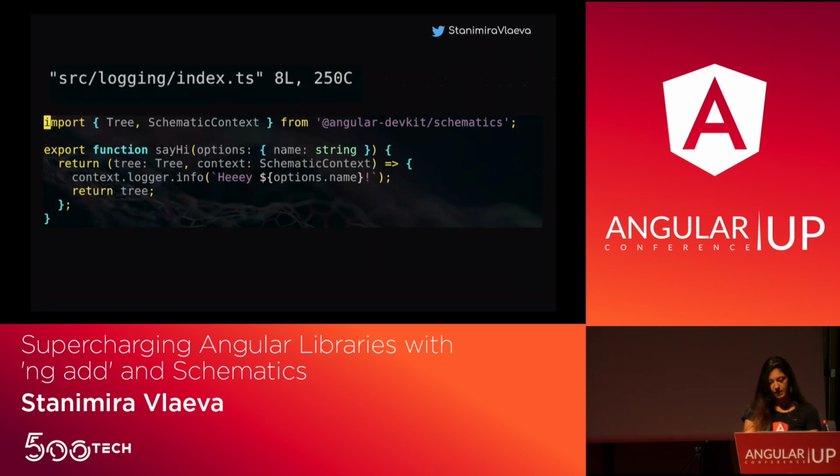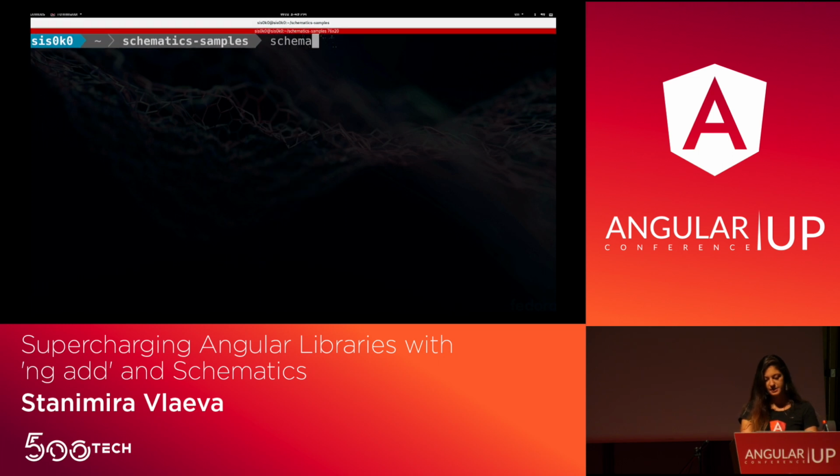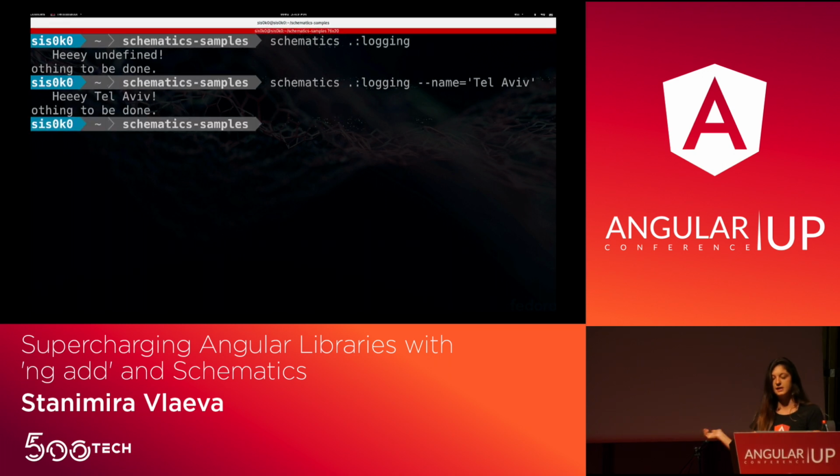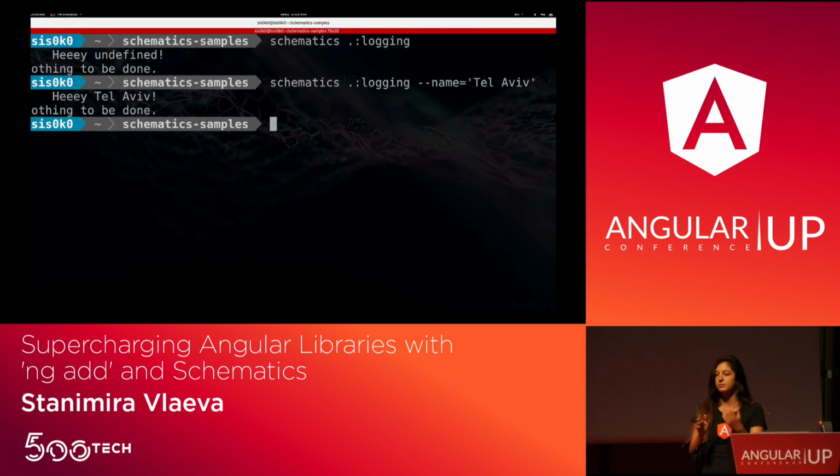Okay, let's see how it works. So we have the schematic CLI, we have our collection, and we have to say logging. We get here undefined because we haven't provided an option. How do we provide an option? By providing it through the CLI. So I can say Tel Aviv, and it's going to say hello Tel Aviv. Simple as that. It's the same in the Angular CLI, or at least similar.